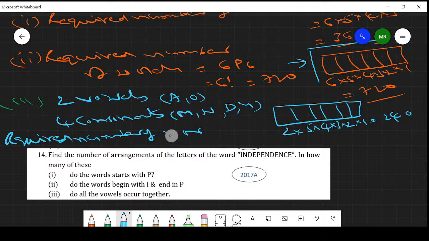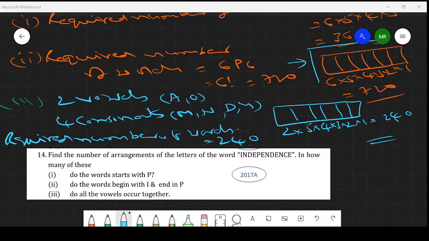I'm repeating all that I'm telling: required number of words is equal to 2 into 5 factorial, we got 240. That is your answer. I hope you understood this. If you have any doubt, please ask me, I will repeat again. Does anyone have a doubt? You can ask me, I will repeat.